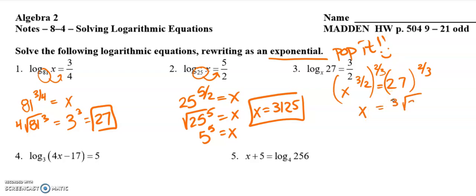Then on the other side, we will have the cube root of 27 squared. Easier to do the cube root first and then square it rather than 27 squared and then have to go back and figure out the cube root. Cube root of 27 is 3 squared. That gets us x equals 9.